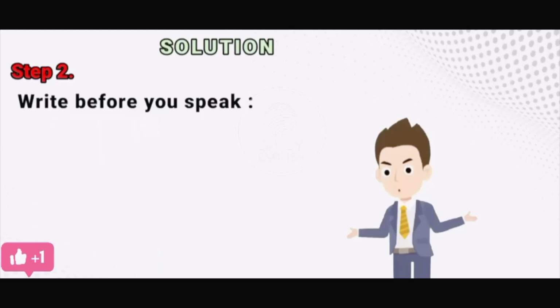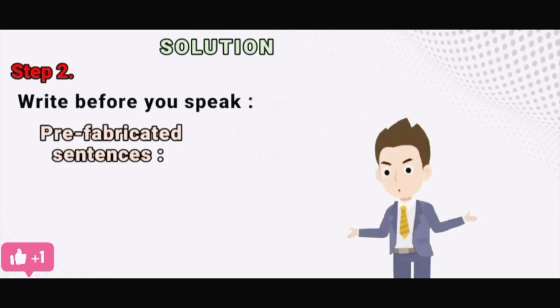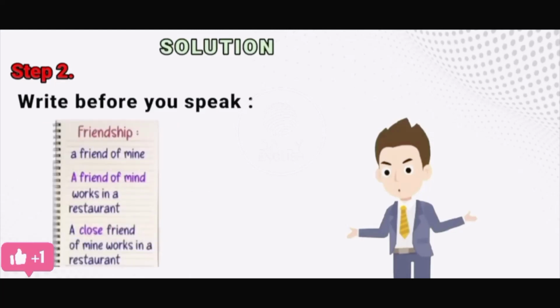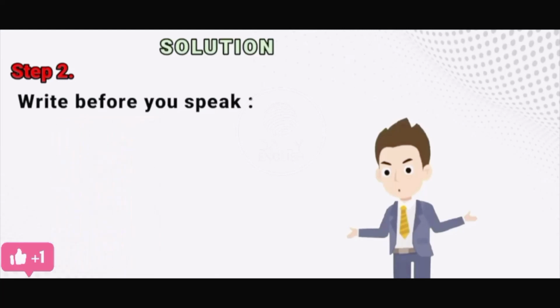These phrases are also called prefabricated sentences, which means sentences that you made earlier or before. They are very useful because when you speak, you don't have to make the sentence anymore. You have made it before. It's prefabricated. It's on your mind because you made them. So, what happens when you want to speak with someone about friends or friendship? What happens is that your mind immediately goes to the friends and friendship section, opens it, sees all the sentences and vocabulary that you have made, and makes sentences by mixing those or using those directly.